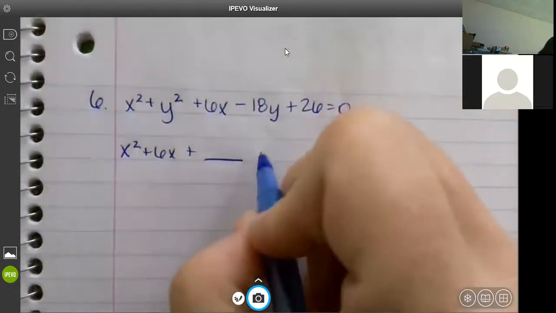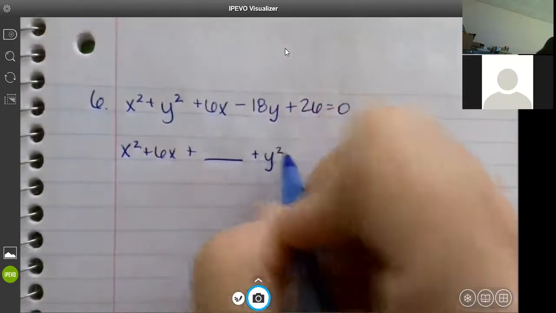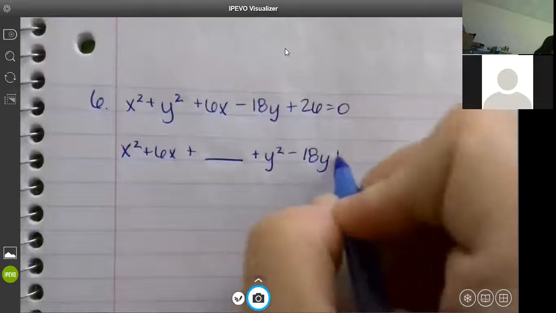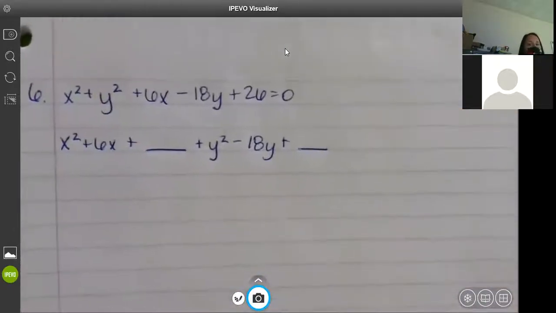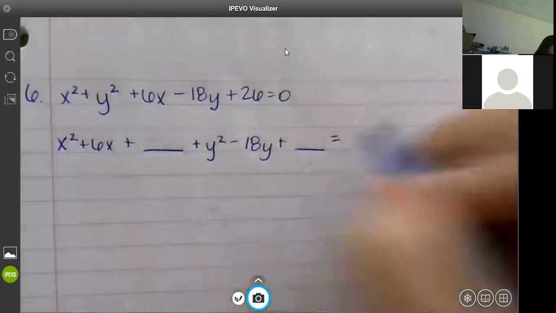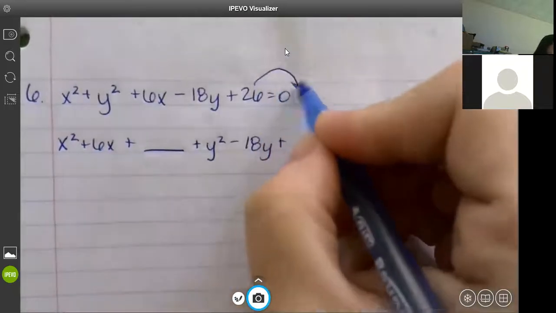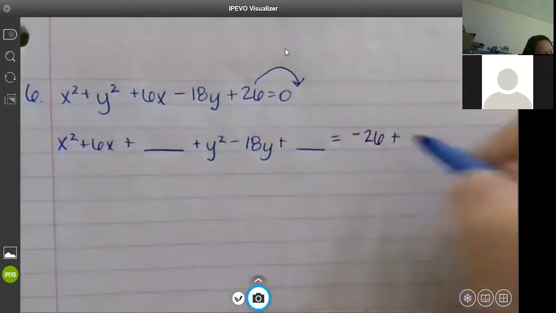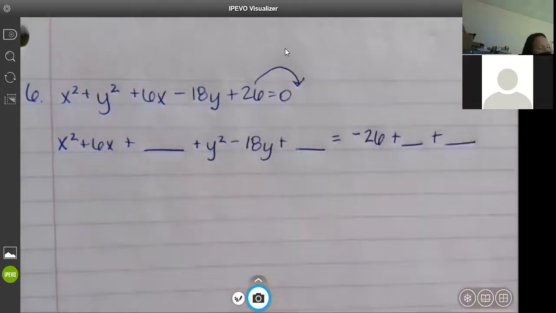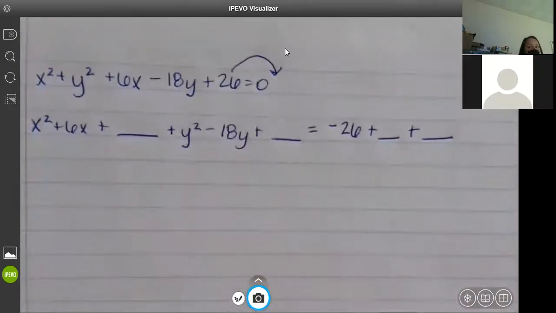All right. So then we put our y's in, plus y squared minus 18y. And we put in a blank because we're going to put a number there. We're going to put equals. And like I said, we have to move the 26 to the other side. So how do I do that? What I do to one side, I have to do to the other. So I added 2 blanks to the left side. So I need to add 2 blanks to the right side.